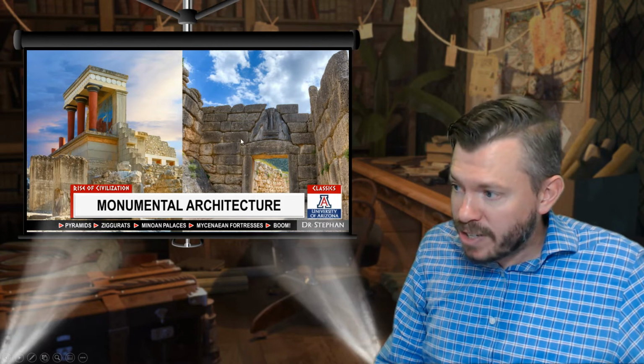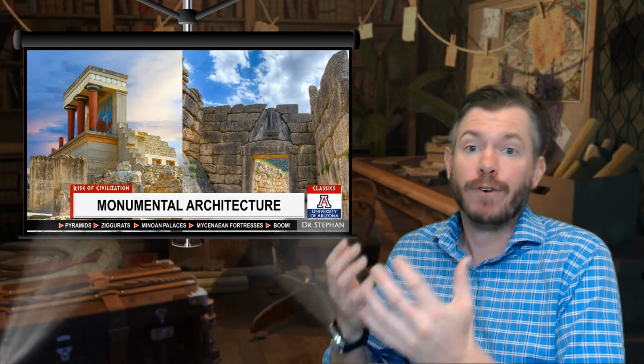In Greece, we get the rise of fortresses at sites like Mycenae, which you're looking at on the right-hand side. Palaces on the island of Crete. This is the Palace of Minos at Knossos. But we've got really big, monumental buildings for the first time in human history.